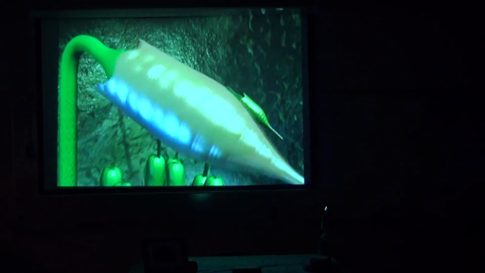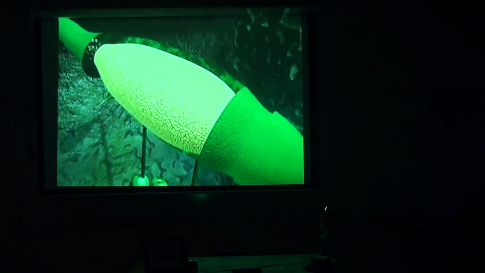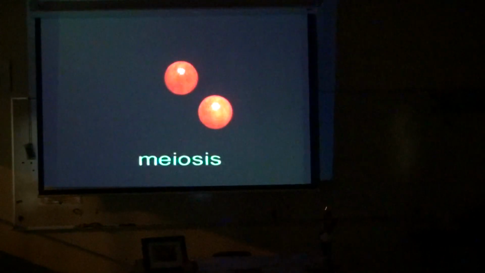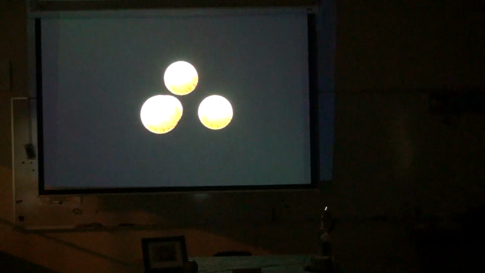This soon falls away, exposing a capsule or sporangium. The capsule contains fertile tissue consisting of sporocytes. Inside the nucleus of each sporocyte, there are two sets of chromosomes. The nucleus divides by the process of meiosis, forming four haploid nuclei. So two diploids just turned into four haploids. Haploid meaning one set of chromosomes. Two diploids just got cut into four pieces.